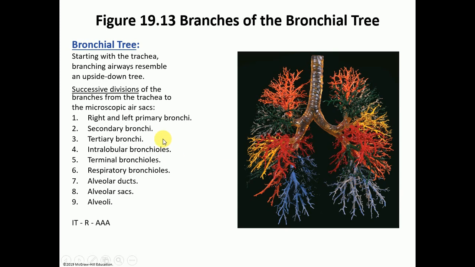Okay. Now for the division of the bronchi, so we already talked about the primary bronchus, secondary and then tertiary bronchi, and then we're going to go into the bronchioles. So there's an intralobular bronchiole, terminal bronchiole, and respiratory bronchiole. Those are going to take you down to your last part, these AAAs, the alveolar ducts, alveolar sacs, and then all the way to the alveoli. And this is kind of like a little thing to remember. We have primary, secondary, tertiary bronchi, and then intralobular, terminal, so IT, R would be respiratory, and then AAA would be your alveolar ducts, sacs, and alveoli.